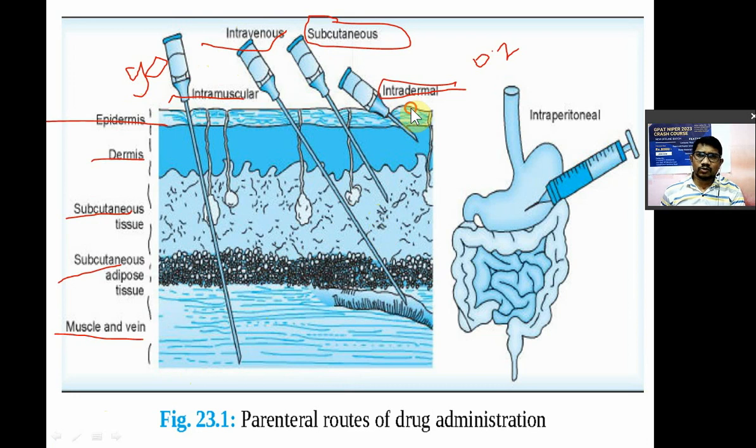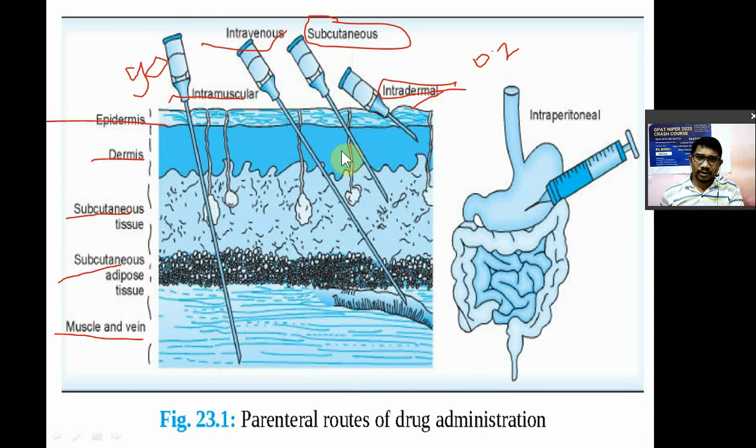Intradermal means the drug is injected into the dermis or dermal area of your skin. Subcutaneous means injection of the drug into the subcutaneous tissue. Intramuscular means injection of the drug into the muscle tissue. Intravenous means direct introduction of the drug into the vein.